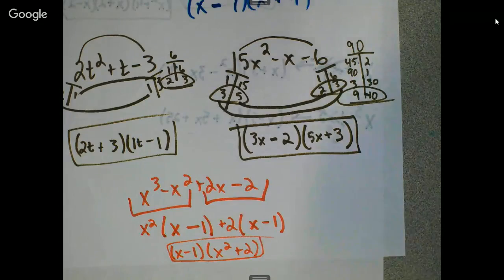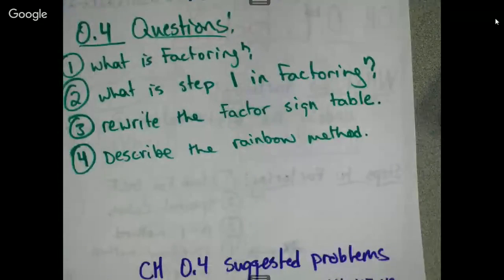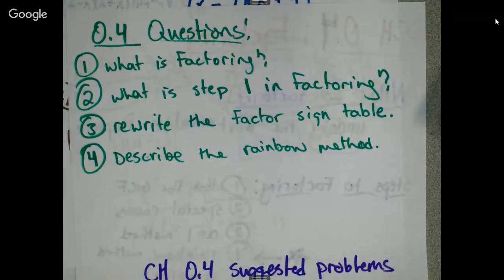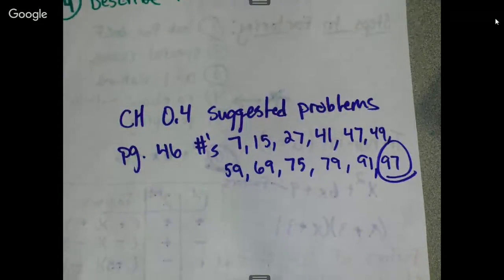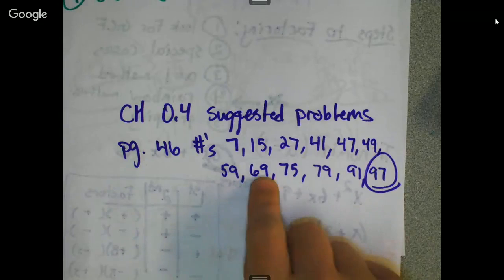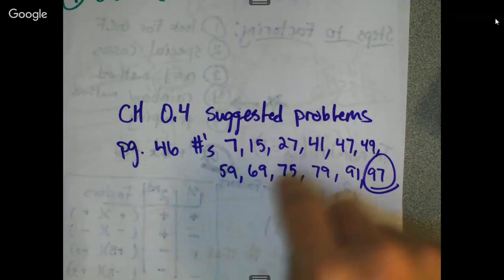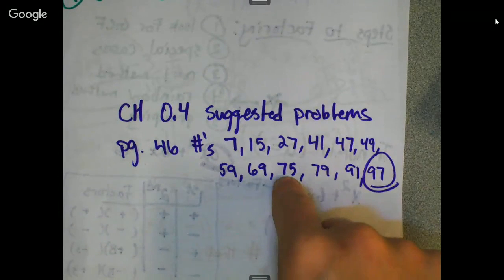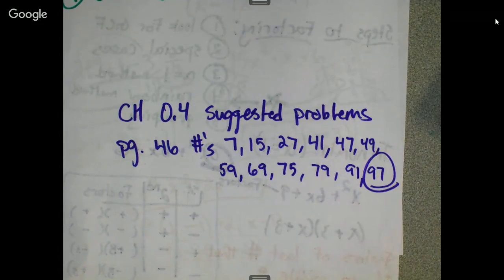Again, here are your questions. Pause if you need to write them down. Here are your suggested problems. Be trying them out. You can try numbers around it. So if I give you 75, you could try 73 or 77. If you have questions, ask me, but those answers are also in the back of the book.